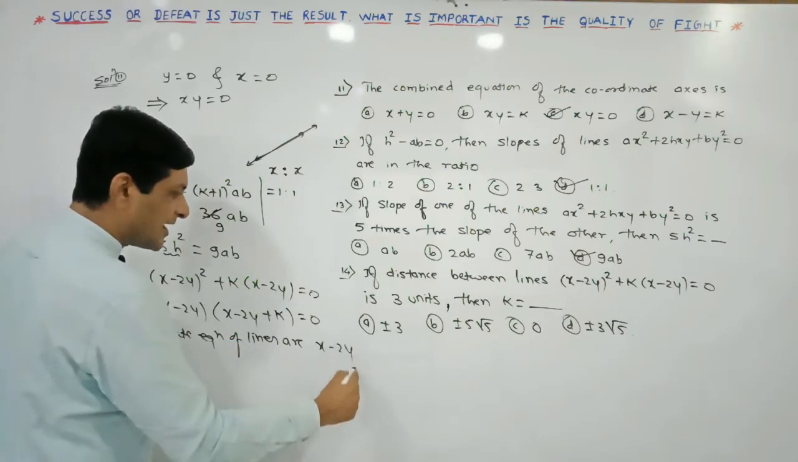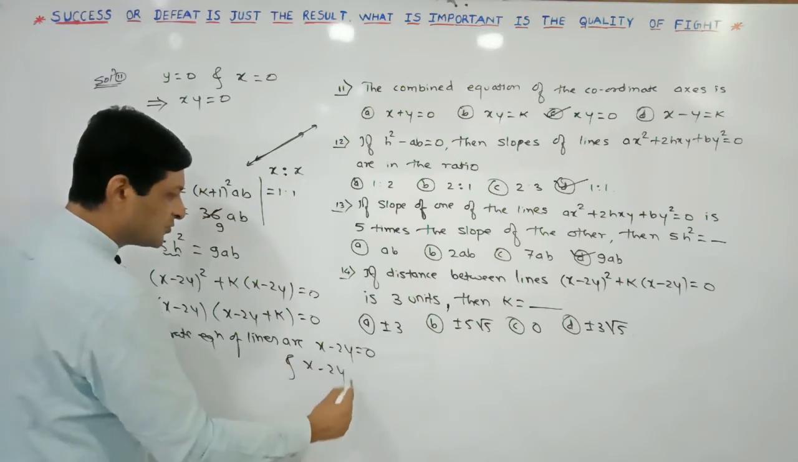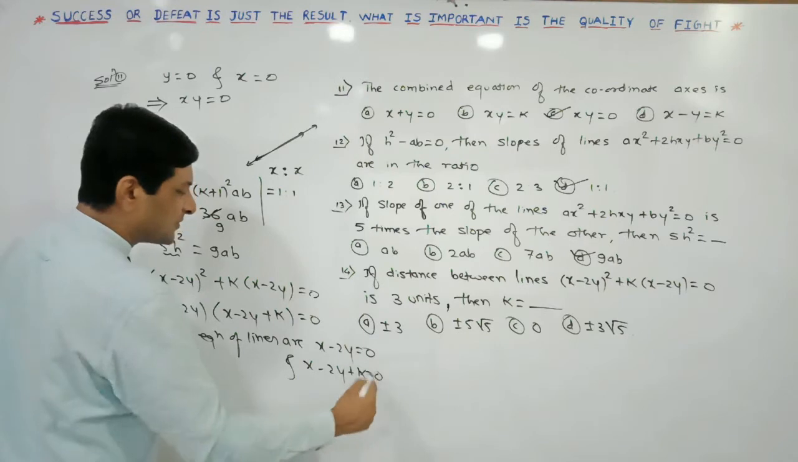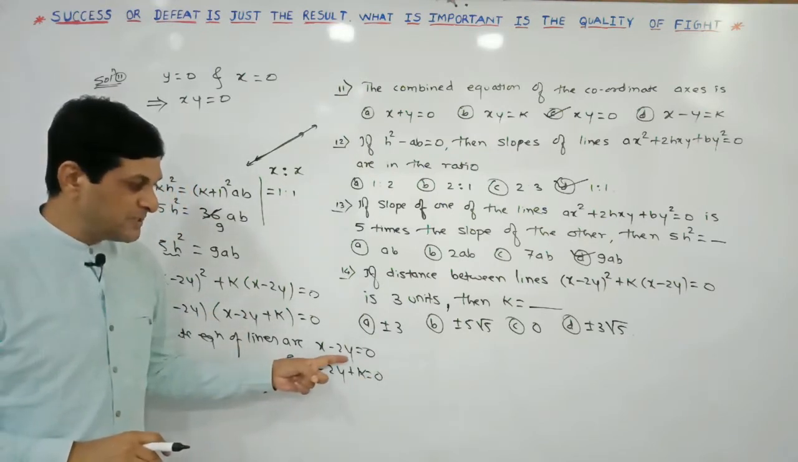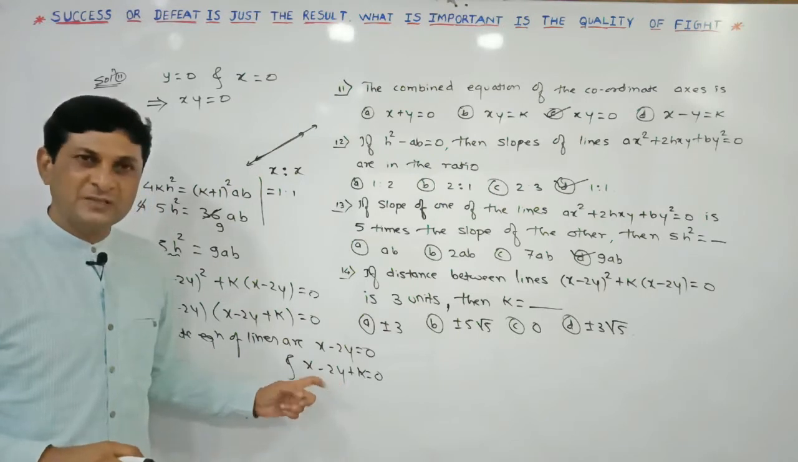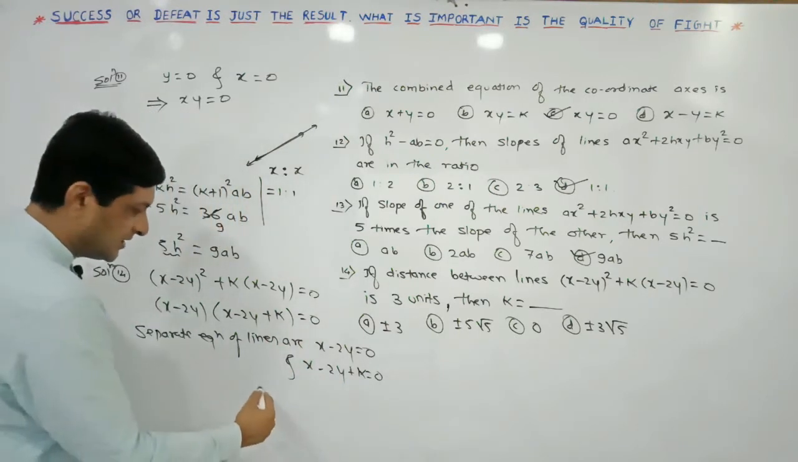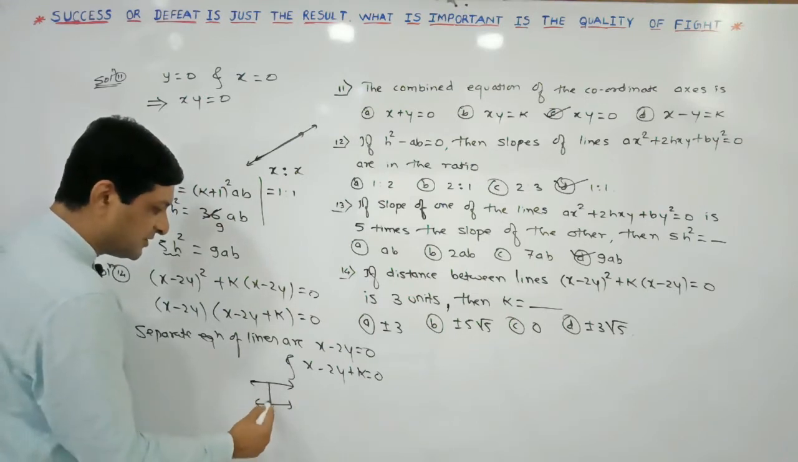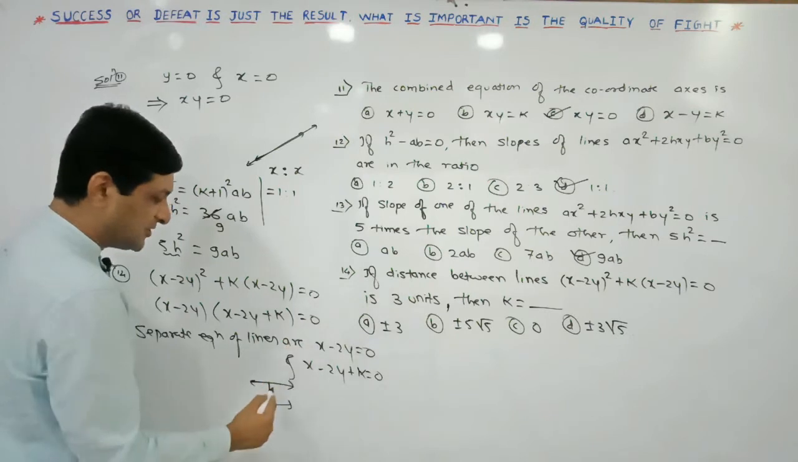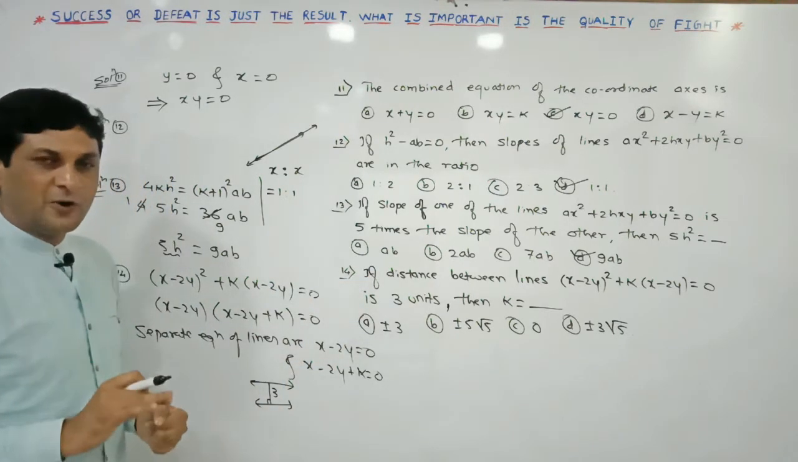The first equation is x minus 2y is equal to 0, and the second equation is x minus 2y plus k is equal to 0. From both equations we can easily observe that the slope of this line is 1/2 and the slope of this line is also 1/2. Means these two lines are what? Parallel to each other. The distance between these parallel lines is given to us as 3 units. Using this condition we are trying to find the value of k.